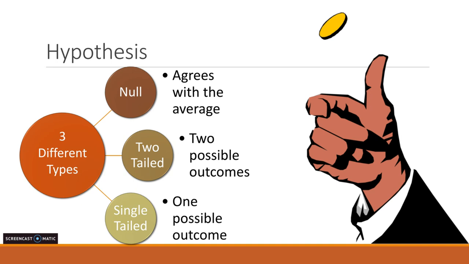A hypothesis is a prediction made about something with limited knowledge on the subject. There are three types of hypothesis: null, single-tailed, and two-tailed. A null hypothesis agrees with the average.